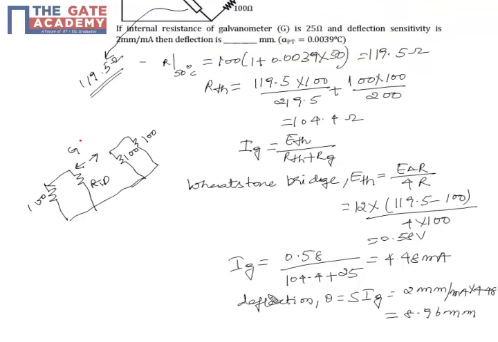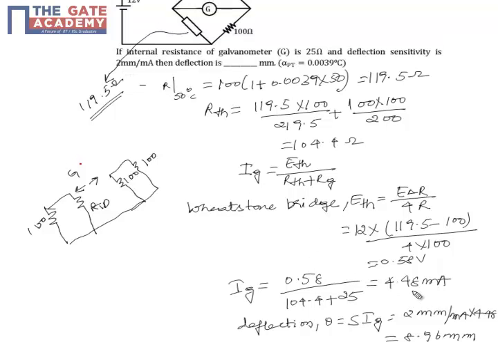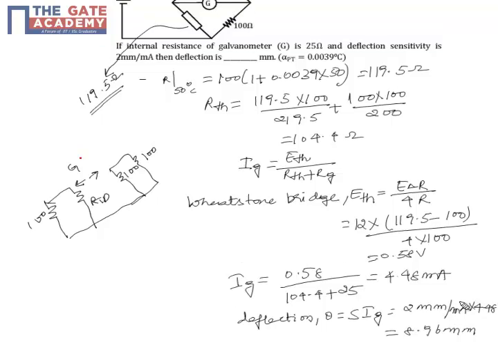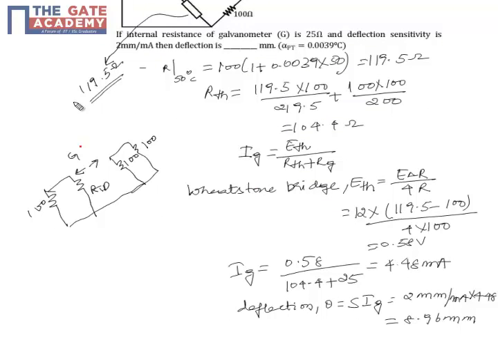The deflection is the sensitivity into the current, which is 2 mm per milliampere into 4.48 milliamperes, which comes to 8.96 millimeters. So the answer is 8.96 millimeters.